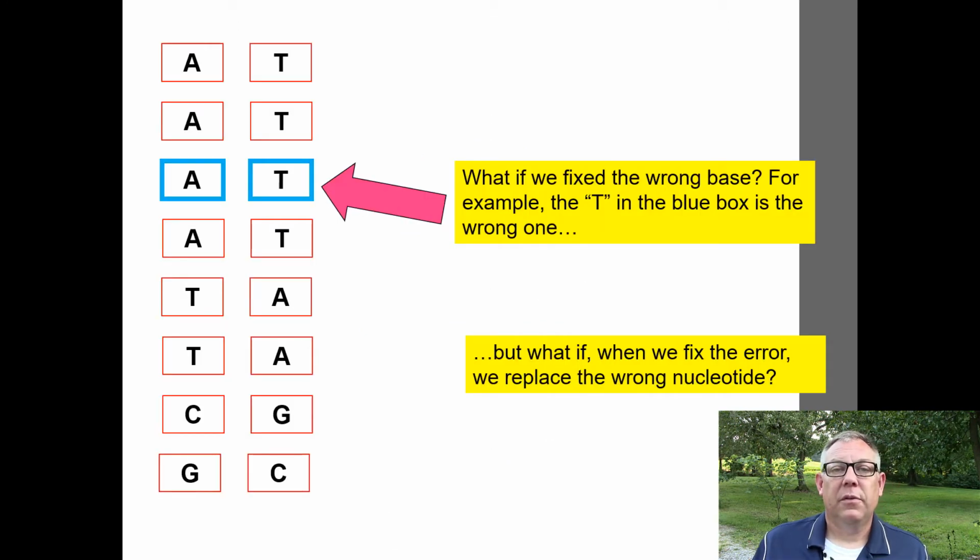But what if, for example, you fix the wrong base? What if instead of getting rid of the T, we got rid of the G? And so now we have the right nucleotide pairs. We've got an A with a T, but we fixed the error, but we replaced the wrong nucleotide. We've just changed the DNA. We've just caused a mutation.